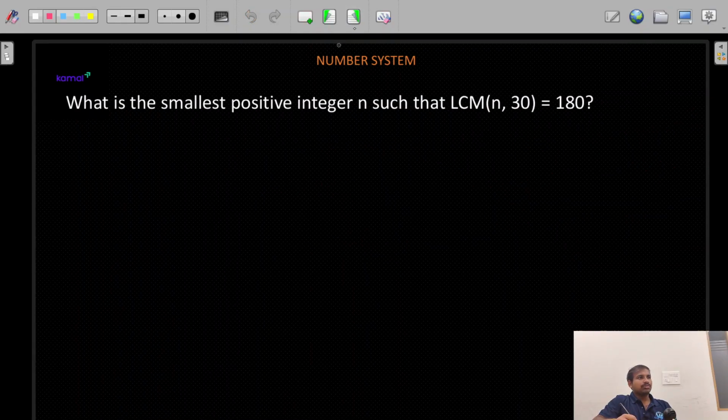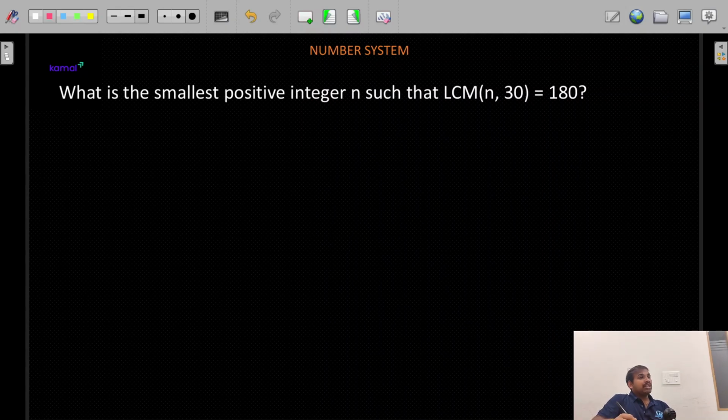We'll go to the next question. What is this question? What is the smallest integer n? Okay, the n should be the smallest integer such that the LCM of n and 30 is 180. So n is some value. What is 30? 6 into 5, and 6 is nothing but 2 into 3. So 30 is 2 into 3 into 5.